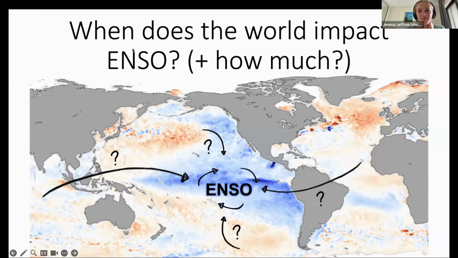But the science point is that I'm trying to understand when the rest of the world impacts ENSO and the Pacific and how much it does. If you have questions at any point along the way, just butt in and interrupt me.